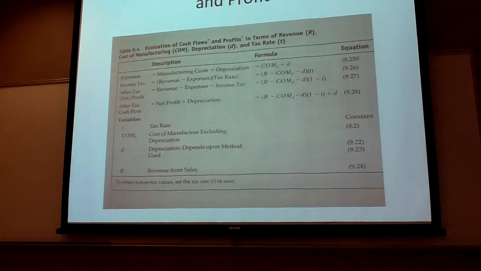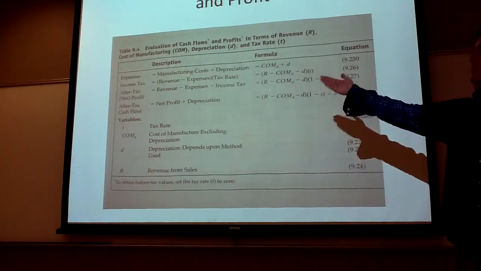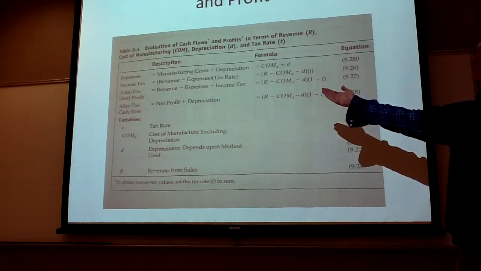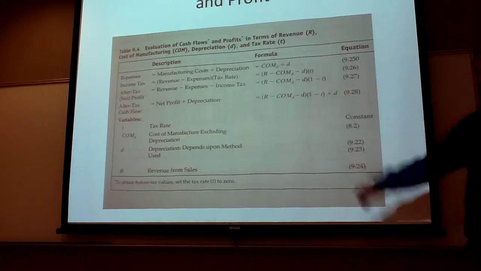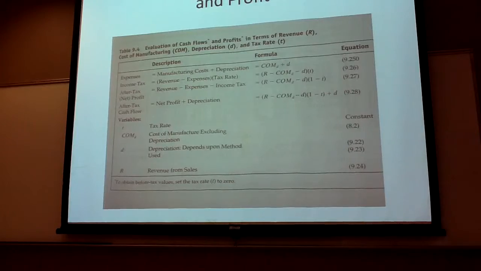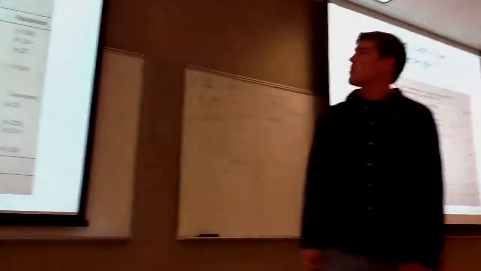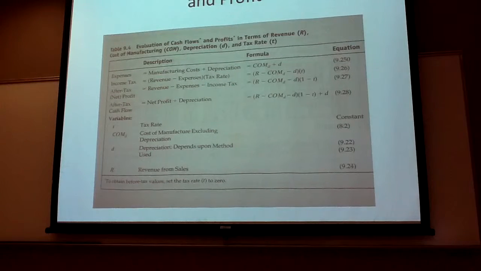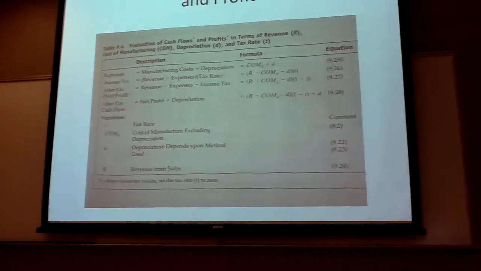Here is a table with just a few of the general formulas for expenses, income tax, after-tax net profit, and after-tax cash flow. These involve expenses being manufacturing costs plus the depreciation. Income tax is revenue minus expenses times the tax rate, and the other two I'm not generally sure of.